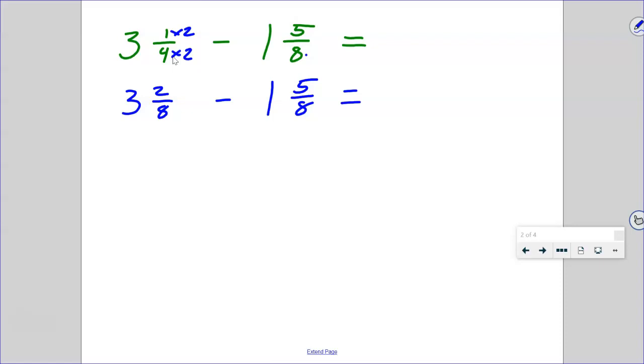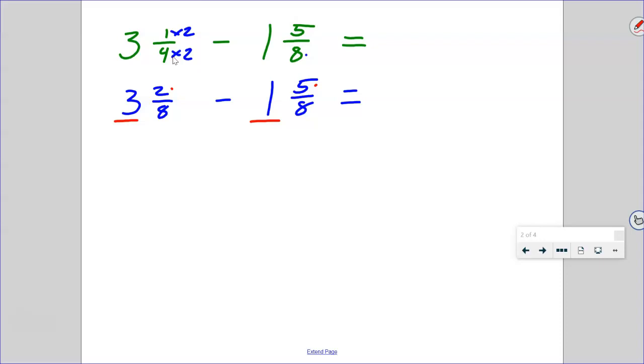Now, the key thing to remember is that a subtraction problem is a takeaway problem. So when I read this number sentence, I could say 3 and 2/8 take away 1 and 5/8. In this situation, I hear that it doesn't make sense. 3 is enough to take away 1, but 2/8 is not enough to take away 5/8. So we have to borrow, just like we were doing a moment ago. The problem is that 2/8 isn't enough eighths to take away 5/8.